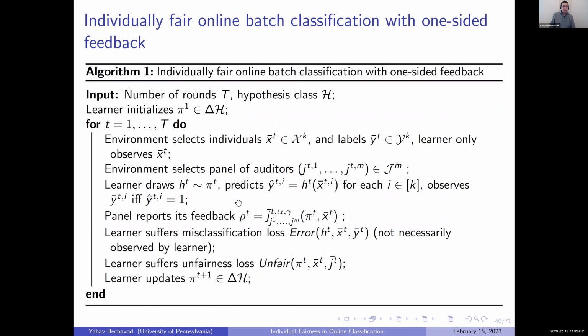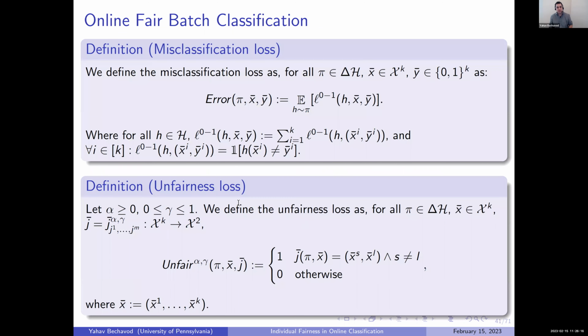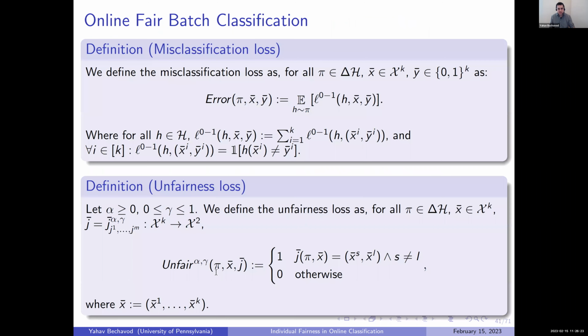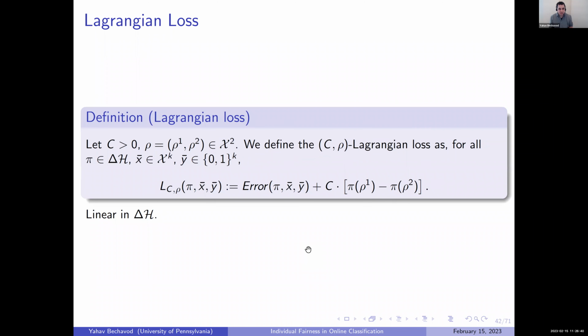This is the same thing, but just formally. At the end of the round, we have the misclassification loss and the unfairness loss. The misclassification loss is basically the 0-1 loss extended over the policy. And the unfairness loss is just the existence: if there are one or more violations, we penalize by 1. And it will be helpful in our analysis.